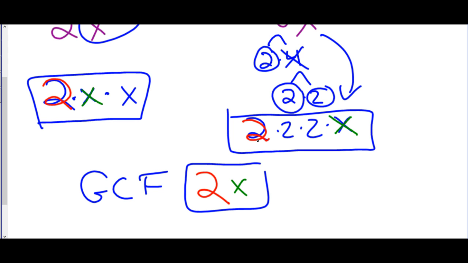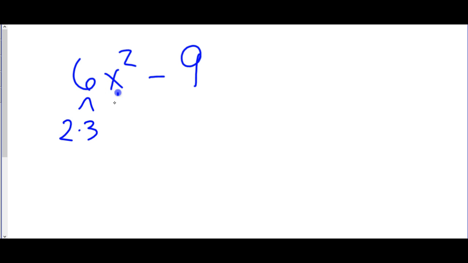Now when we have an expression where we have a plus or a minus sign, we can use the greatest common factor to factor the entire thing. Let's say we have 6x squared minus 9. So again, we're going to break down each piece like we did before. 6 would be 2 times 3. x squared would be x times x. 2 and 3 both don't break down any further. Both of them would use just a 2 times 1 or a 3 times 1. 9 is 3 times 3.